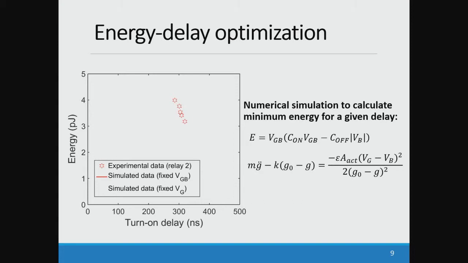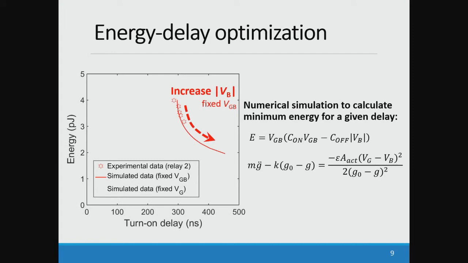Here is one of the experimental data for a relay that I've shown just previously, and we made some numerical simulation with those characteristics. The energy is calculated by the formula that I've shown previously, and the delay is numerically calculated by solving this second order equation. What we observe with the simulation is that we match pretty well our experimental data, and we observe this decrease of energy and this increase of the turn-on delay.